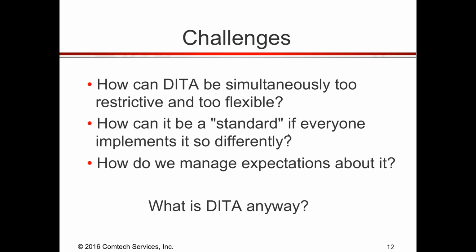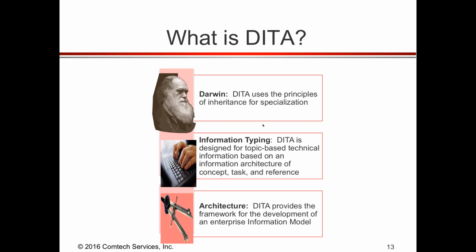Let me start out with a couple of ideas that might be helpful about what is DITA anyway. And I'm sure all of you have seen this kind of an analysis. What is it? It stands for Darwin Information Typing Architecture. Well, why did we use Darwin as our starting point? Because one of the underlying frameworks of DITA is the idea of specialization.